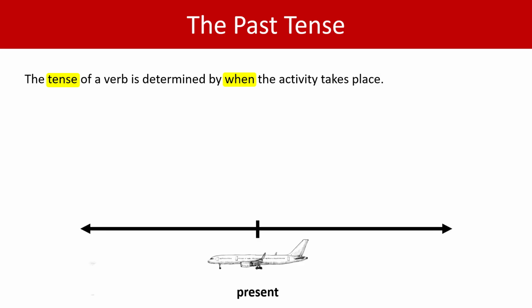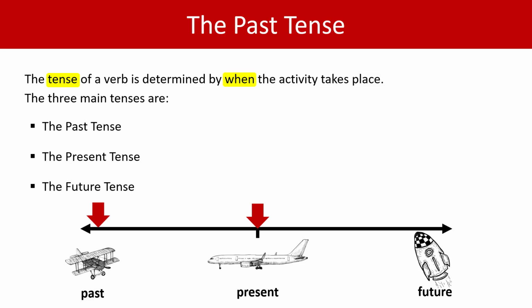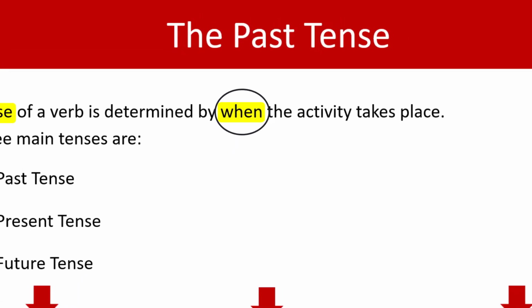Let's put up a timeline. So on this timeline, we have the past, the present, and the future. It makes sense, therefore, that there are three main tenses. The past tense for activities in the past, the present tense for activities that take place in the present, and the future tense for activities in the future. So tense is about when the activity takes place.